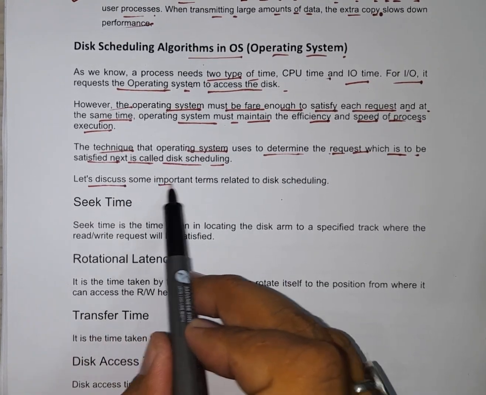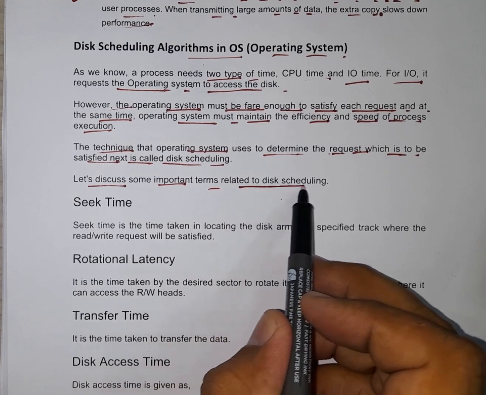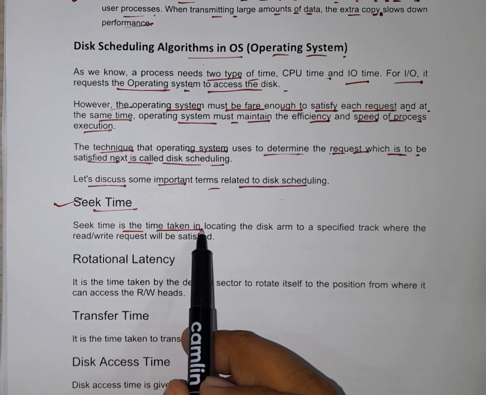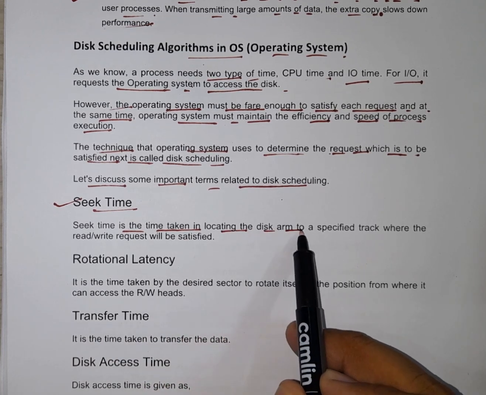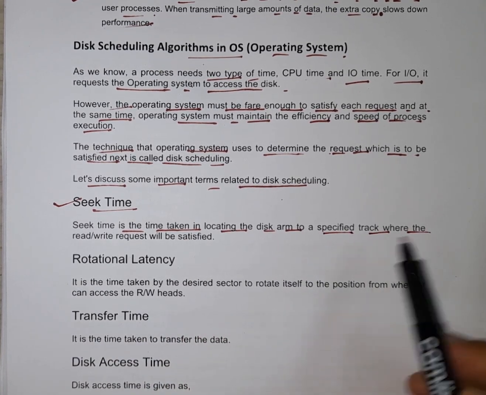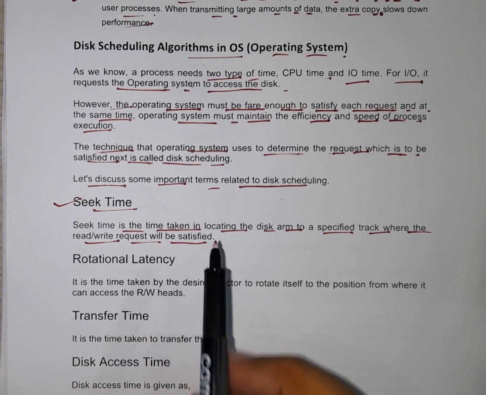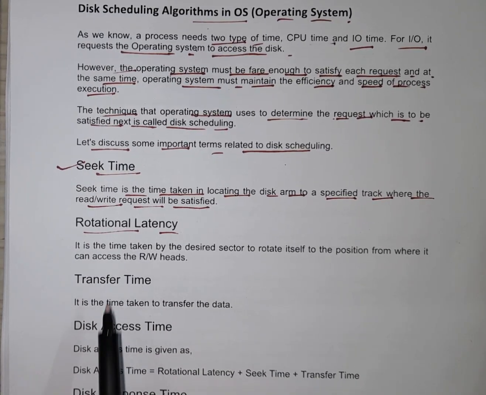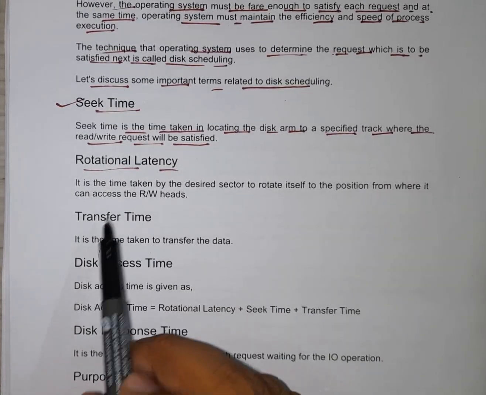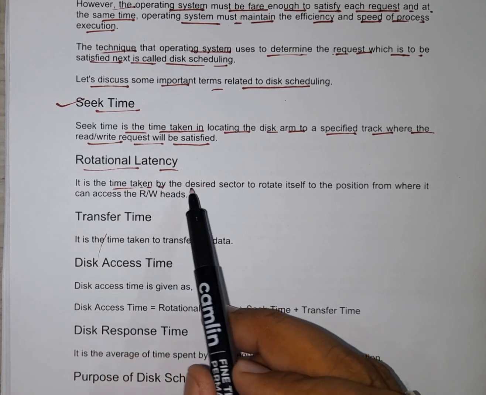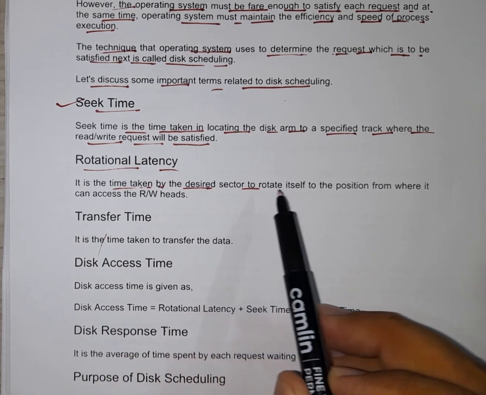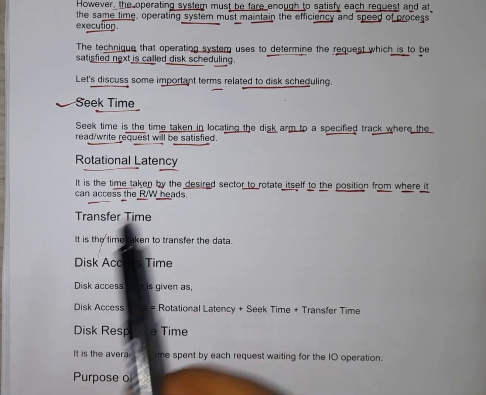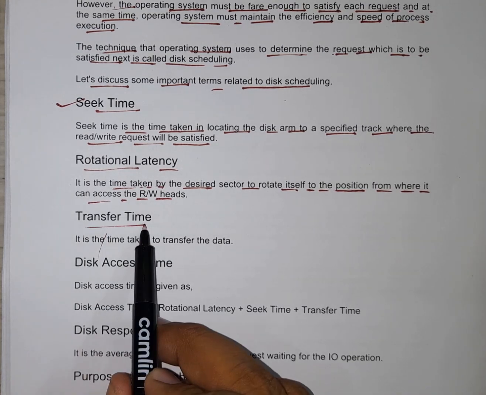Let's discuss some important terms related to disk scheduling. One is the seek time. Seek time is the time taken in locating the disk arm to a specified track where the read write request will be satisfied. एक रोटेशनल लेटेंसी. रोटेशनल लेटेंसी इसके अंदर क्या होता है डिस्क शेड्यूलिंग में? It is the time taken by the desired sector to rotate itself to the position from where it can access the read write head.